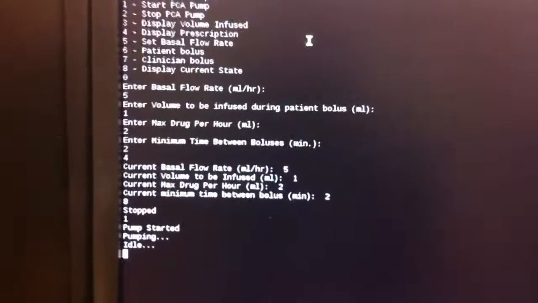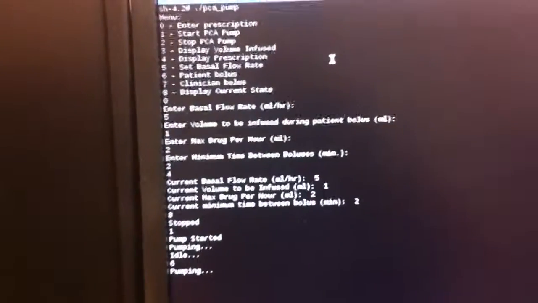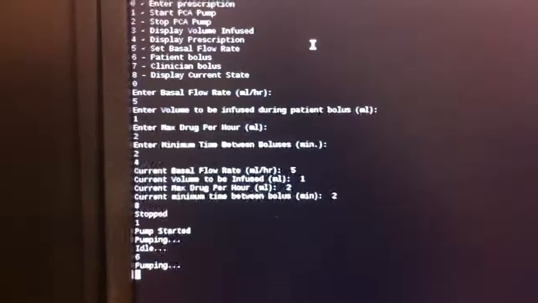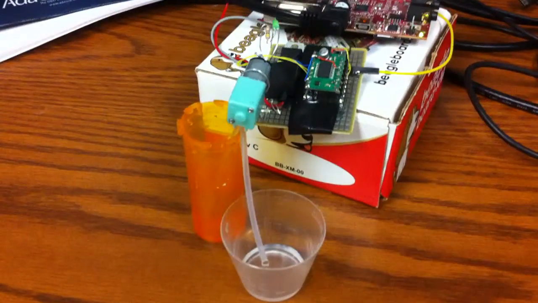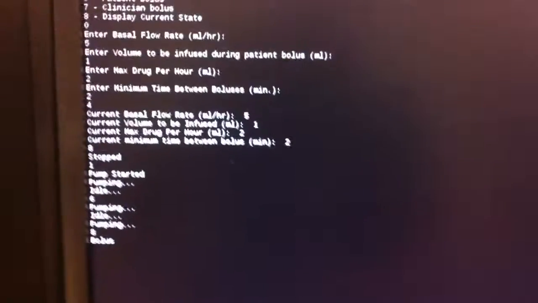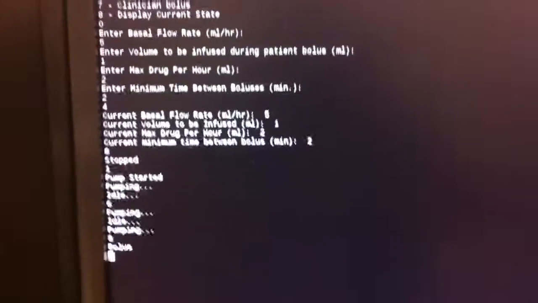So now let's issue the patient bolus. You can see the pump starts pumping immediately, because the patient bolus has a higher flow rate than 5. It has around 10 to 15. It's limited by this pump motor actually. So you can see it's dosing, and here on the console you can check the state and it's bolus, which means patient bolus.